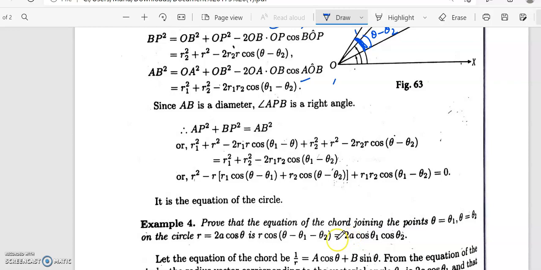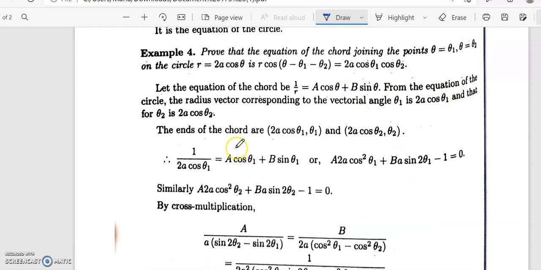So we are given a circle of the form r equal to 2a cos theta, and 2 points are given on the circle. We need to find the equation of the chord joining the points theta equal to theta 1 and theta equal to theta 2. In order to find it, let us start with the general equation of a straight line in polar form.